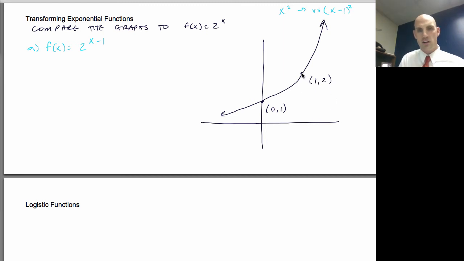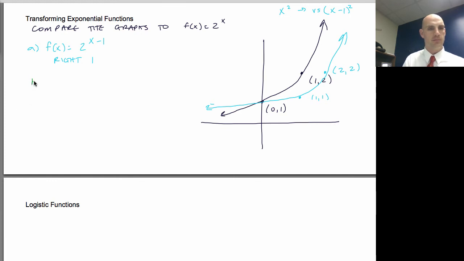And so this one's actually going to go from 1, 2 to 2, 2. This is going to go from 0, 1 to 1, 1. So it's going to flatten out because everything moved to the right 1. Okay?